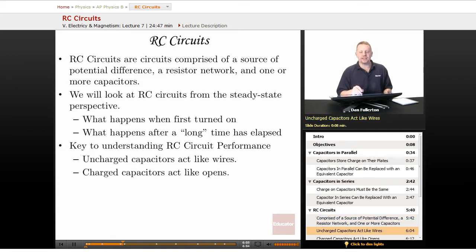The key to understanding RC circuit performance: uncharged capacitors act like wires. Charged capacitors act like open circuits. When it's fully charged, it can pretend it's open. When it's completely uncharged, it acts like a wire. This is the key to our entire analysis coming up.